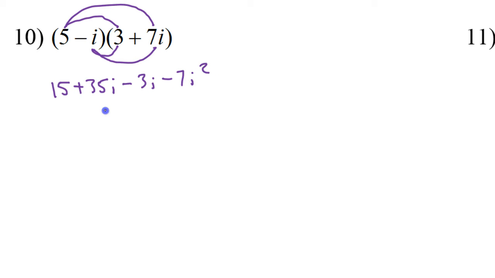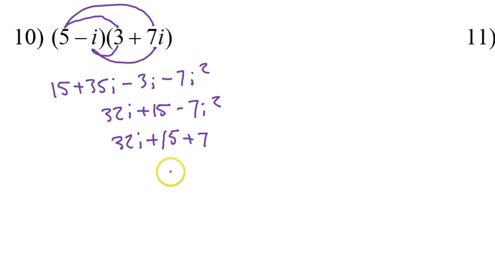We're going to combine like terms, so 35i minus 3i is 32i, plus 15 minus 7i squared. Now negative 7i squared can become positive 7, so plus 15 plus 32i. So now we can combine 15 plus 7, and that gives us 22. So 22 plus 32i is our answer.